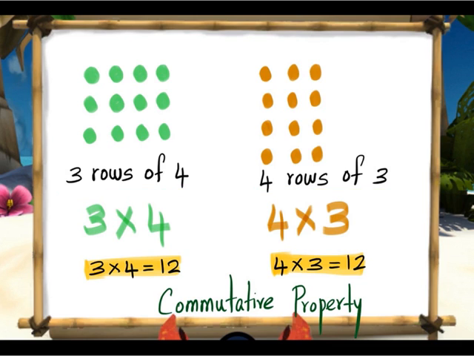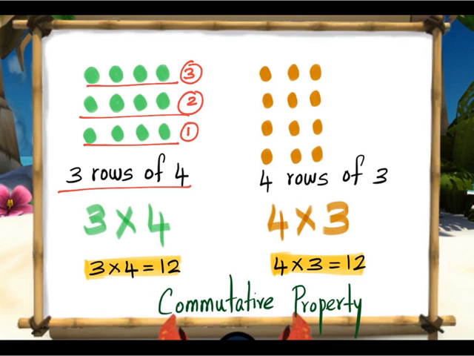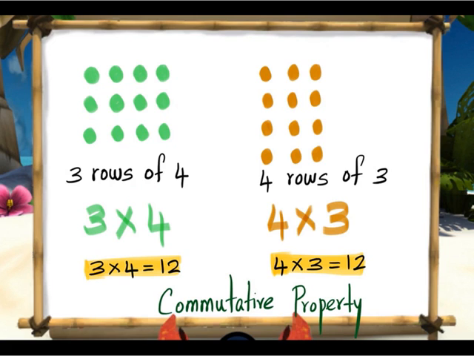In 3 rows of 4, so we have 3 rows of 4. So 1 row of 4, 2 rows of 4 and 3 rows of 4. And each row has 4. That means the size of each group is 4.